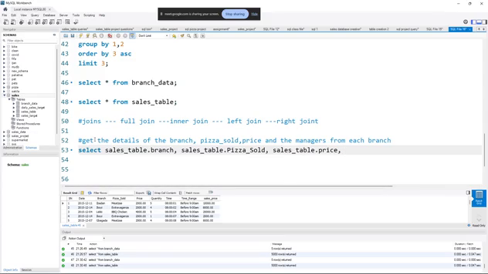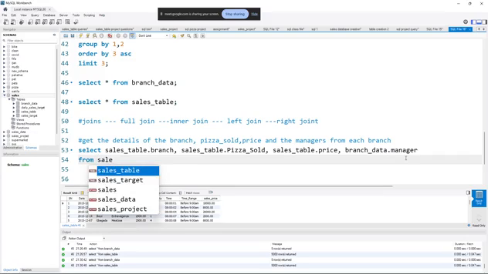Manager is going to be from the branch table, branch data table. Yes. I want to select manager. Yes. This is what I need. So if you can see what I did here, I've selected those tables. First, I indicated the name of the table, then the column, the name of the table, then the column, the name of the table, then the column, the name of the table, then the column. Then after selecting, I'll continue with from where? From, I'm selecting from the sales table, right?